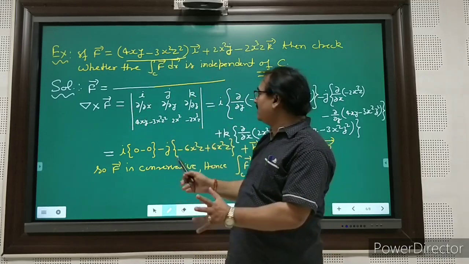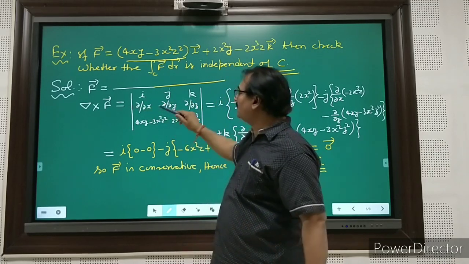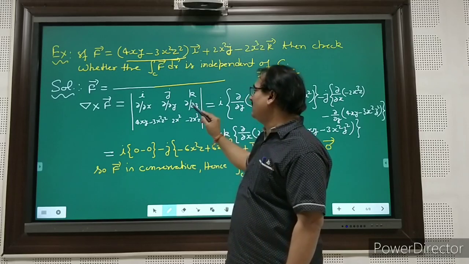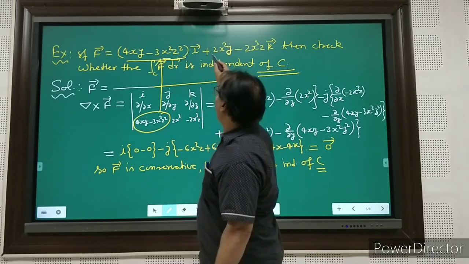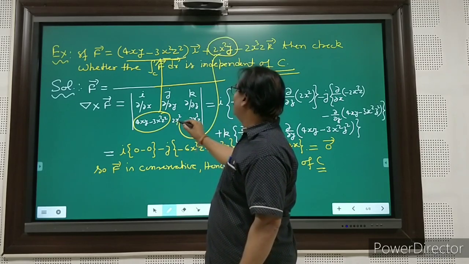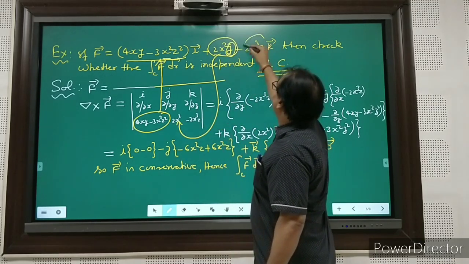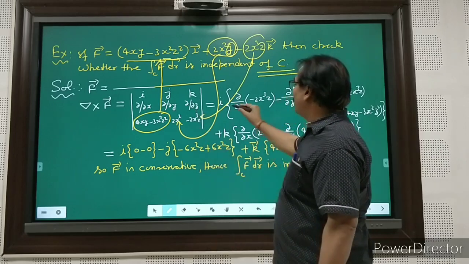The easiest way to calculate del cross F is with the determinant of i, j, k, del over del x, del over del y, del over del z. Here you can write all these parts. This is from here, and this is 2x square j, not y, 2x square. And this part is from here. So you write all these parts and now expand this.